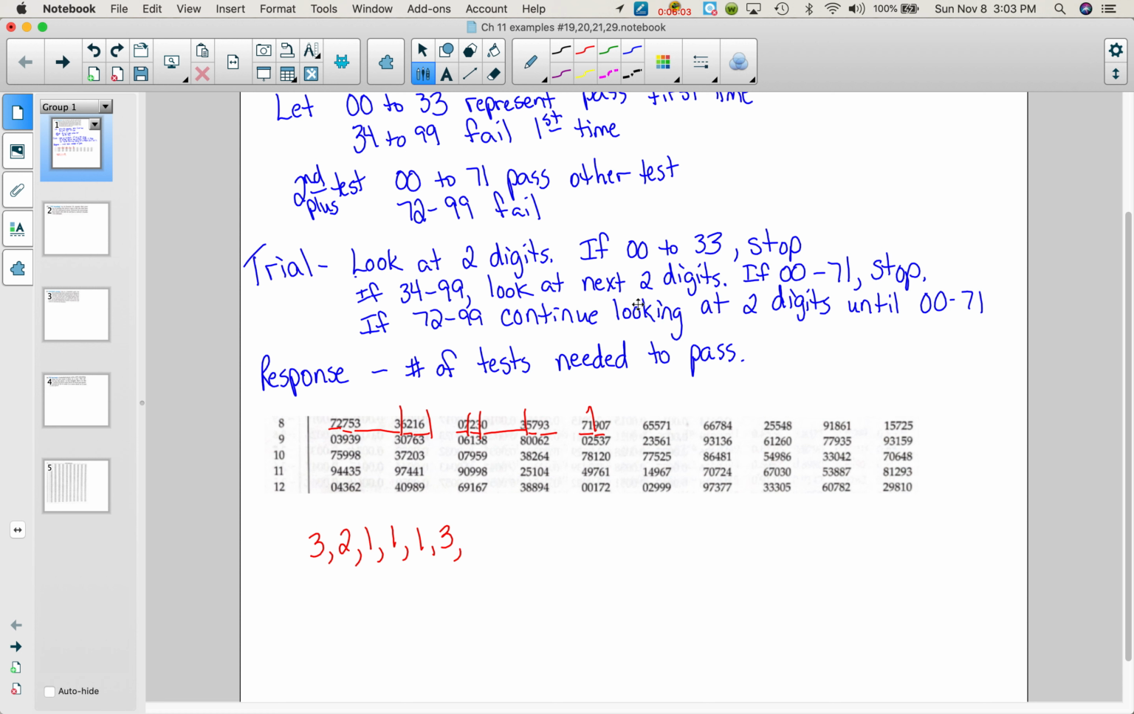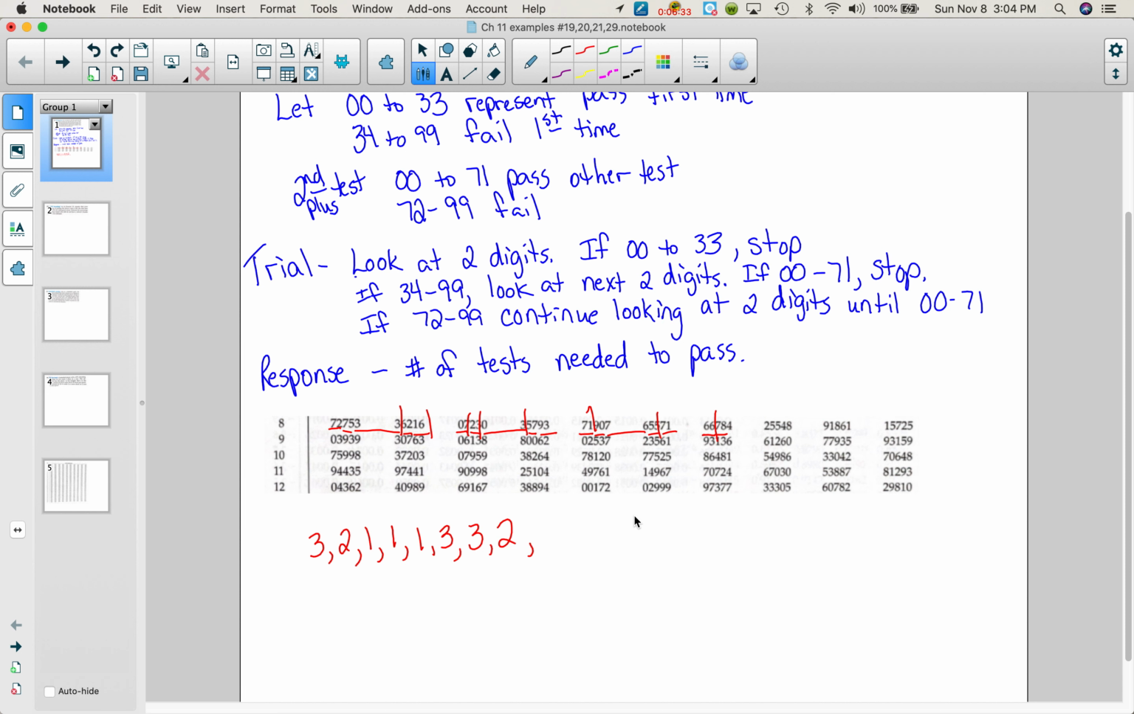Next we have a 90, so she did not pass. 76, which means she did not pass because now we're down here in the 72 to 99 means she failed. Then we have a 55, 00 to 71 means she passed, so that means it took her 3 times. Next is a 71, which is not 00 to 33, so she failed. 66 is within the passing for the second one, so then we have 2 times.